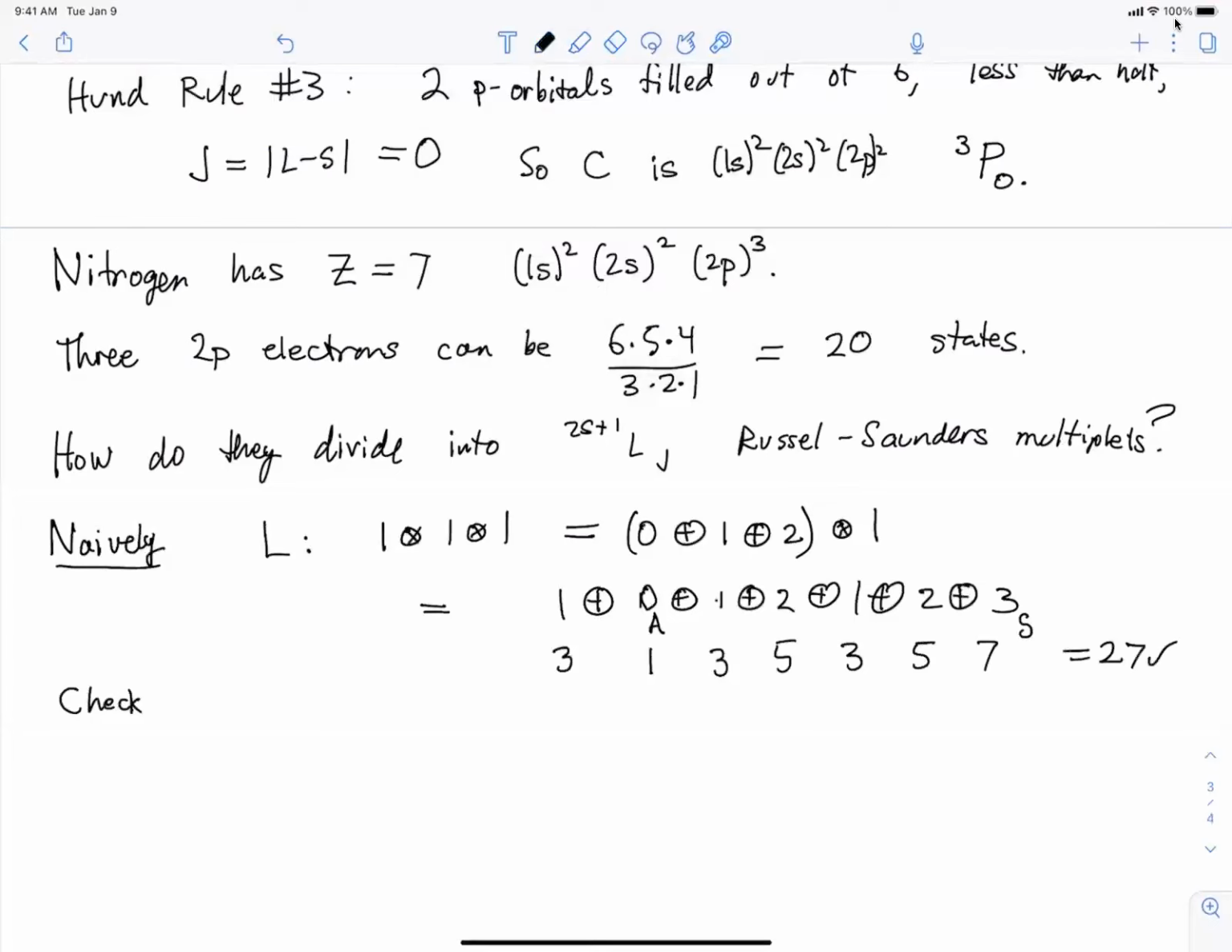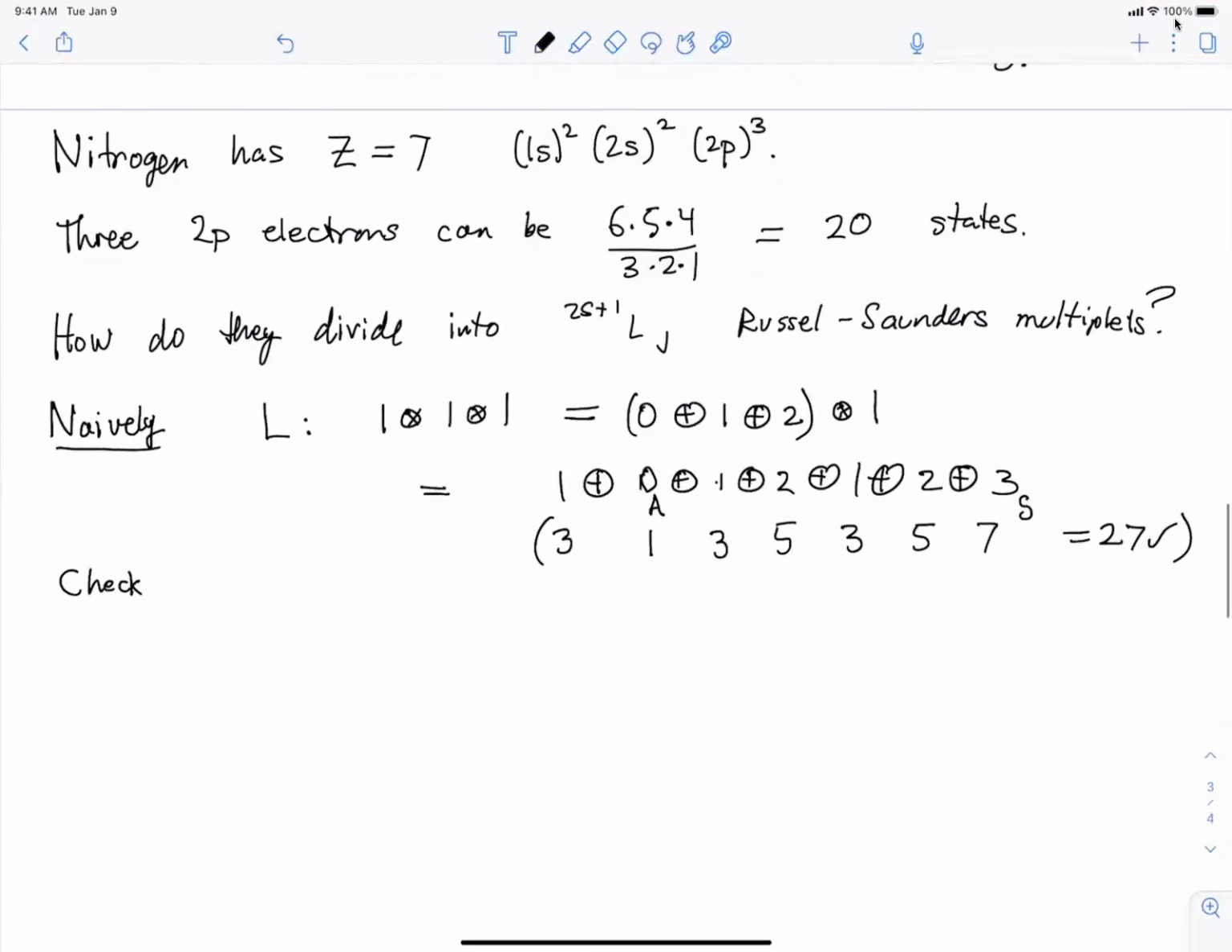So this was just a check, not counting the electron states. This is just counting the naive angular momentum states when I combine 3 orbital angular momentum 1s. So the reason this 27 is bigger than the 20 is because we need to apply total antisymmetry of the state, and so most of these will not be actually physical. Okay, so that was the check for L, for combining the L's.